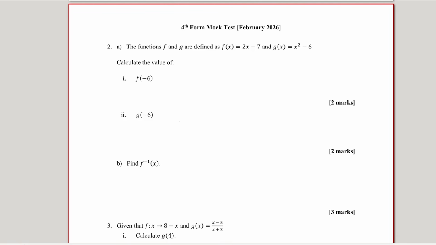So these should be easy marks. All we're doing is substituting the value that they want us to substitute here. So f of negative 6 means that we're going to look at the f of x function. Wherever we have x, we're simply going to replace that with negative 6. So f of negative 6 is equal to 2 times negative 6 minus 7. So that's negative 12 minus 7, and that's equal to negative 19. And that's your answer. Pretty simple, pretty straightforward.